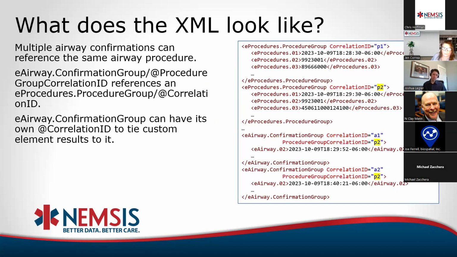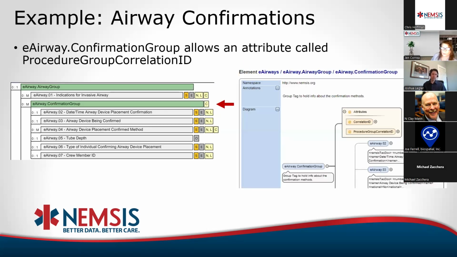And Jen, I want to jump in with a distinction there. The data dictionary has that visual indicator, the C in the yellow box, to indicate any elements that have a correlation ID attribute on them. So that's helpful. It shows us that airway confirmation group can have a correlation ID. You can have custom element data that extends the airway confirmation group.